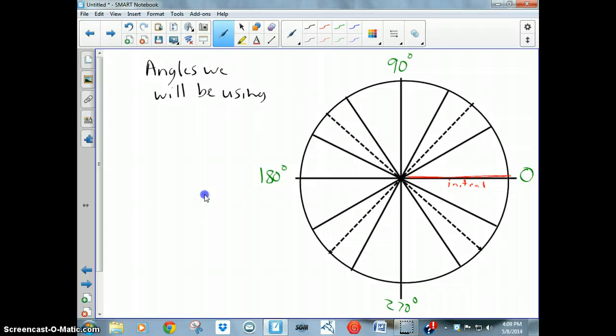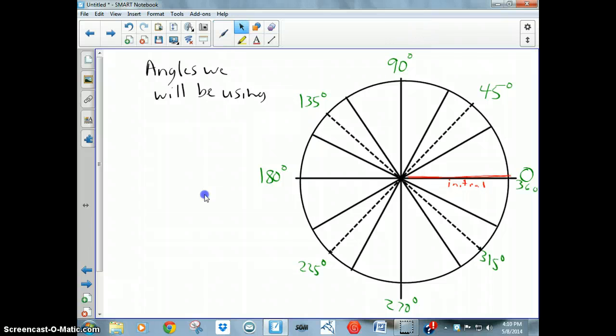My dotted lines are halfway in between. So halfway in between 0 and 90 is 45 degrees. Halfway between 90 and 180 is 135. Halfway between 180 and 270 would be 225. And halfway between 270 and, obviously, 0, which is also 360, we have 315 degrees. Those are the dotted lines. Those are the multiples of 45.